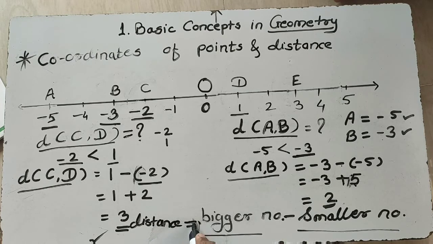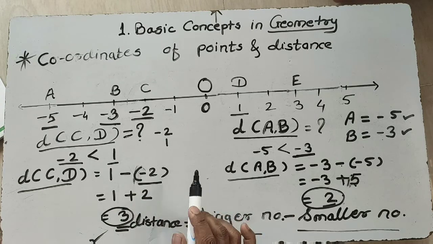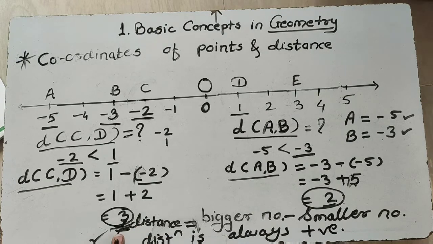And one more thing is that this distance is always positive. If you see, when the numbers are negative, or positive, or 0 is there also, the distance always comes as a positive integer, meaning it is always positive. So the main point is that the distance between any 2 points is a non-negative real number. The distance is always positive. Okay, keep these points in your mind that we studied now: distance is equal to bigger number minus smaller number. You will get the distance between any 2 points, and distance is always a positive number.